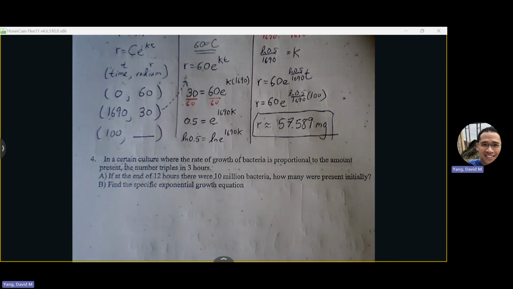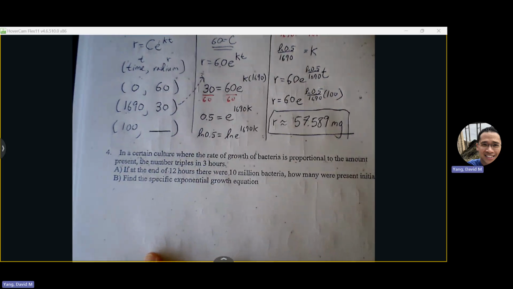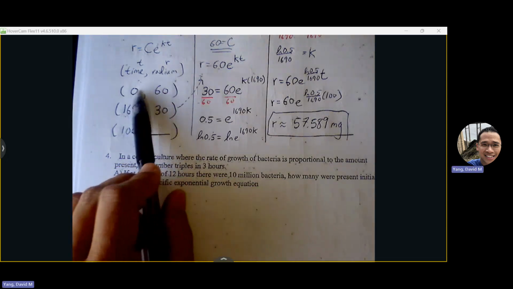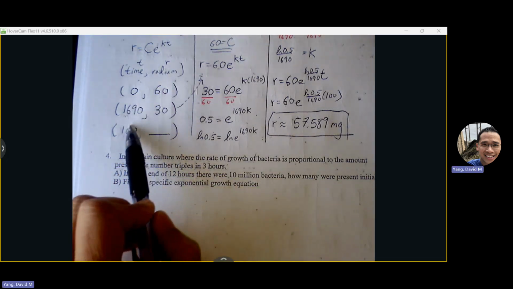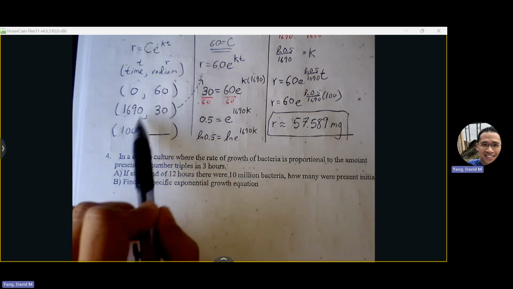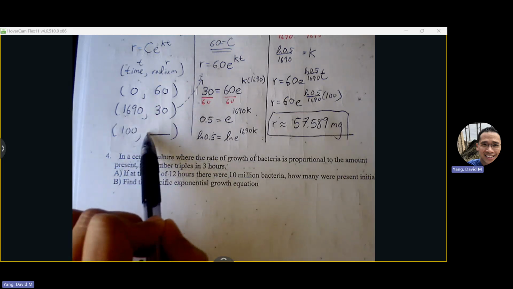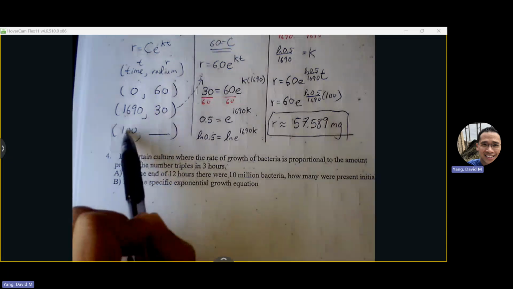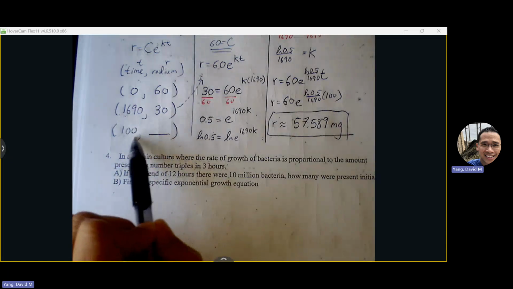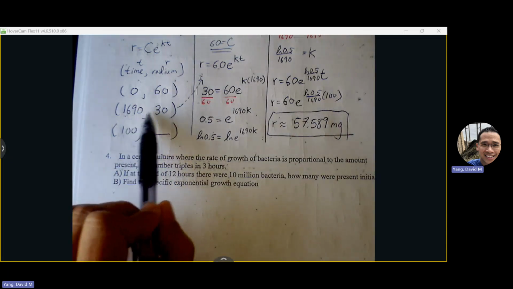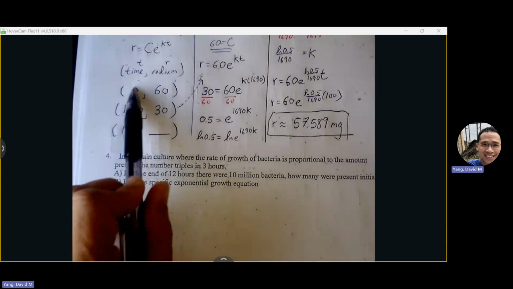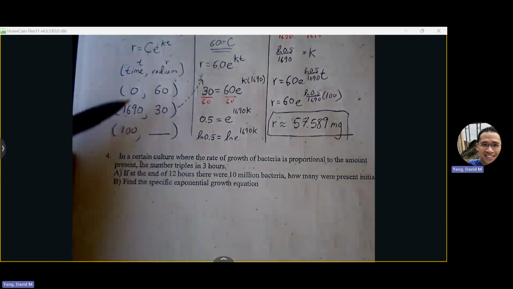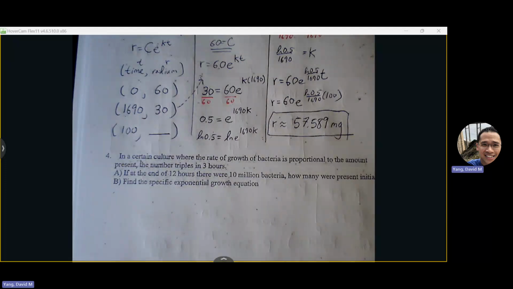Okay, number 4 is a little bit different because normally we know the initial amount and then we solve for k, and then we try to figure out a predicted value. Now it's going to be a little bit different where we have a specific random ordered pair and we have something to help us solve for k, but then we're trying to look for our initial amount. We're working backwards, but we're still going to create our initial list of ordered pairs here.